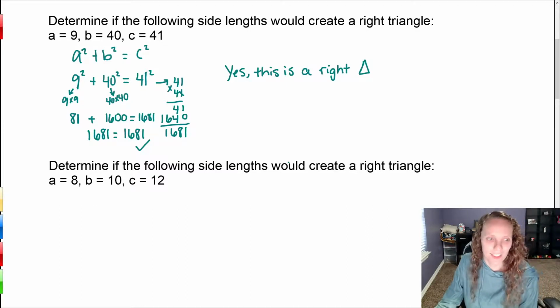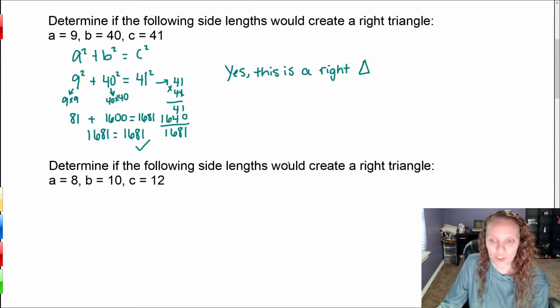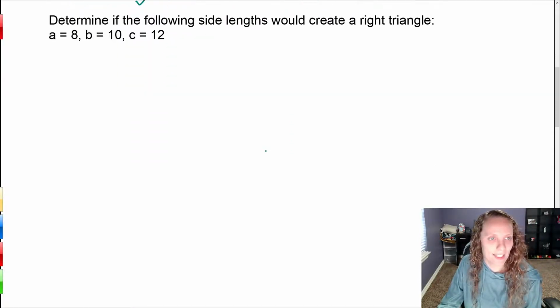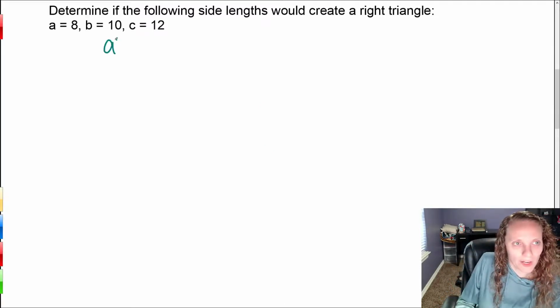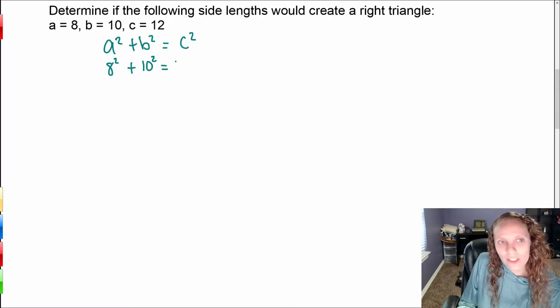Alright, let's look at the next one. So it says to determine if the following side lengths would create a right triangle. So now we have A is 8, B is 10, and C is 12. And we're going to plug it into Pythagorean's theorem, a squared plus b squared equals c squared. A is 8, so we would do 8 squared and add that with 10 squared. And hopefully it will give us 12 squared.